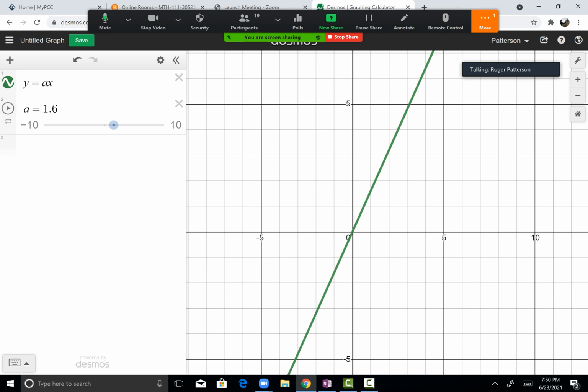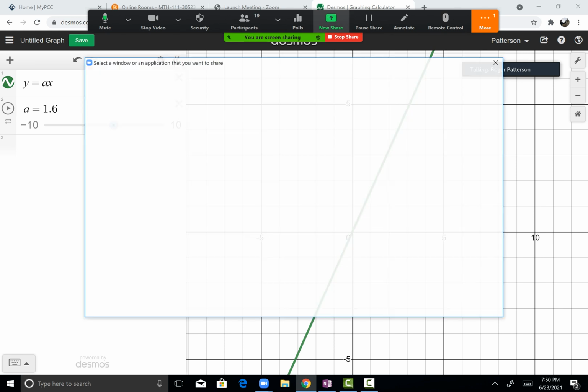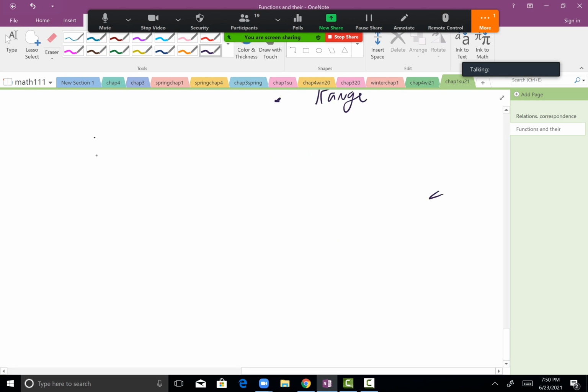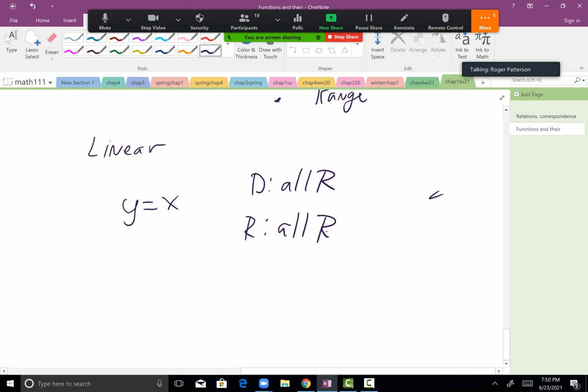So if you're keeping a list of these functions, then what you would write down is I'm going to put down a linear y equals x, and I can put an A there if I want. Domain, all real. Range, all real. All right. And obviously the graph is a linear. Okay. So I know that. So that's the first thing I got in the old toolbox.